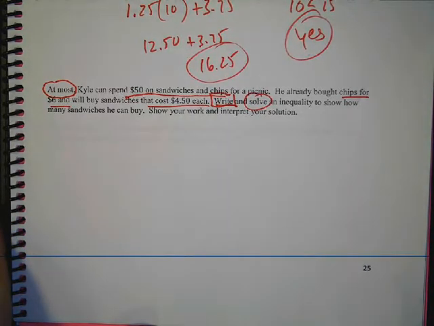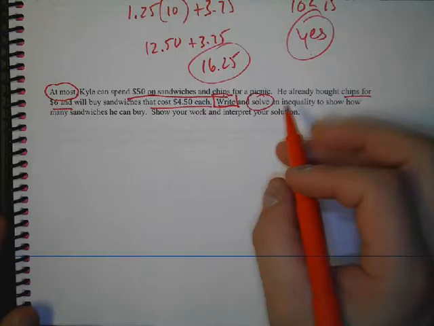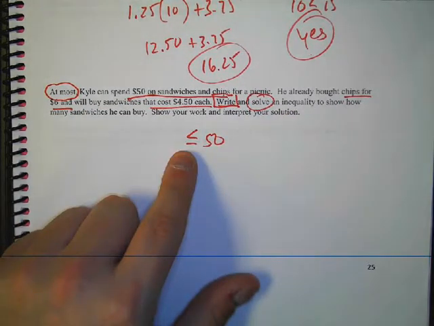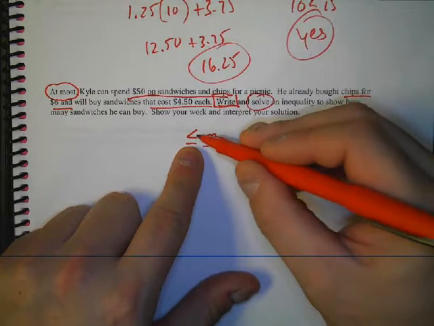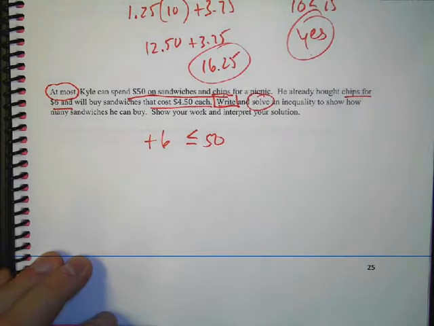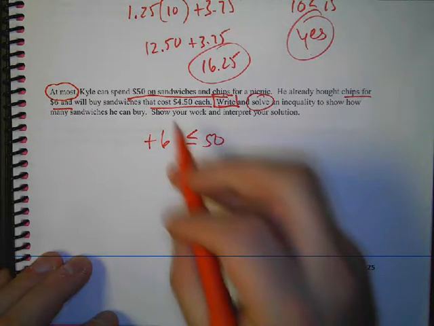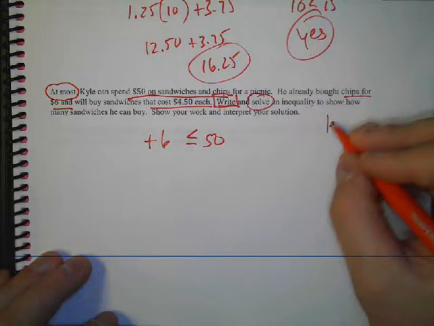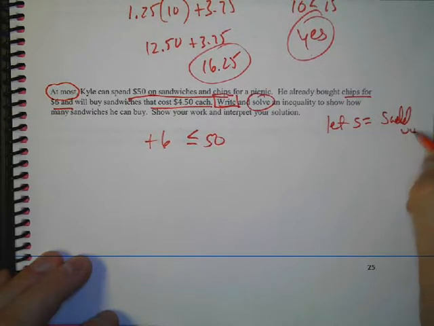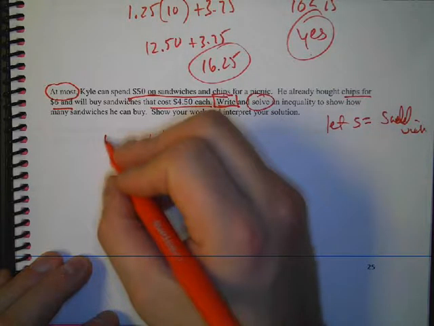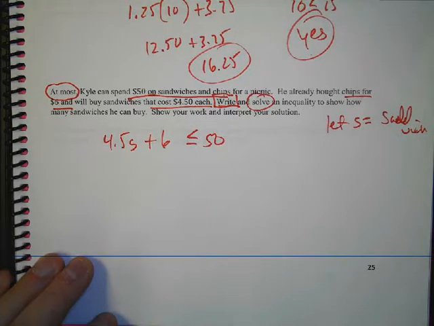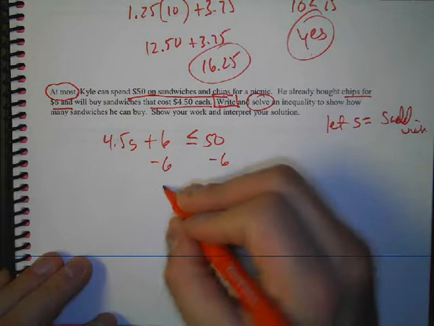All right, so we're going to write an inequality. So at most, he can spend $50. The at most means less than or equal to. He can spend $50, or he can spend less than $50. He bought chips for $6 already, so that $6 is going to get added in, and it's $4.50 per sandwich. So we're going to let, I forgot to make the let statement, let S equal sandwich. Okay, so 4.5S plus 6 is less than or equal to 50. So there's my inequality. So we're going to solve. We'll subtract 6 from both sides. You get 4.5 sandwiches less than or equal to 44.